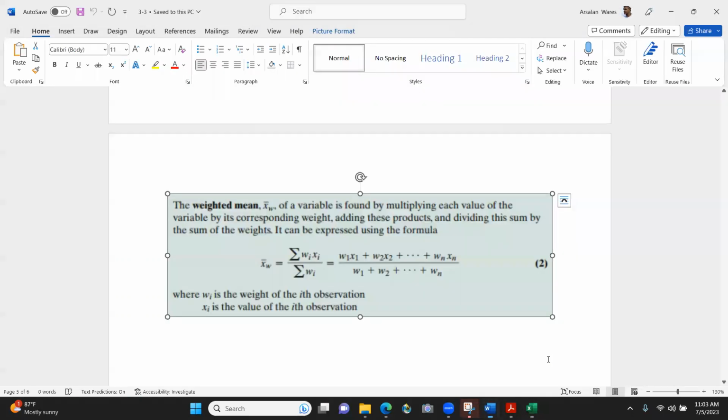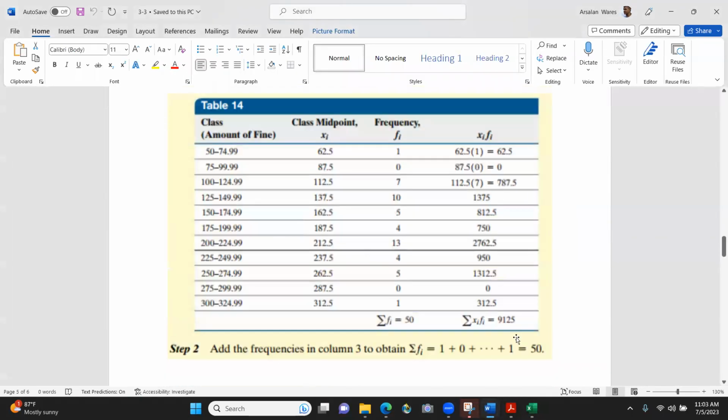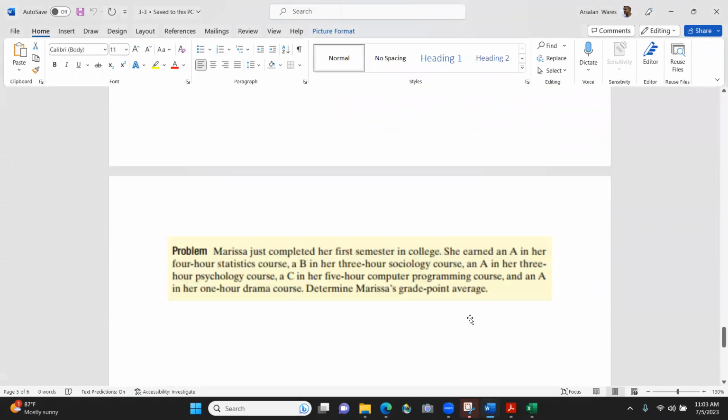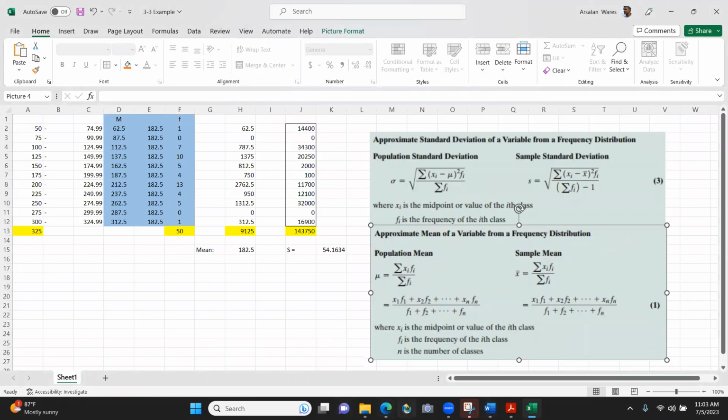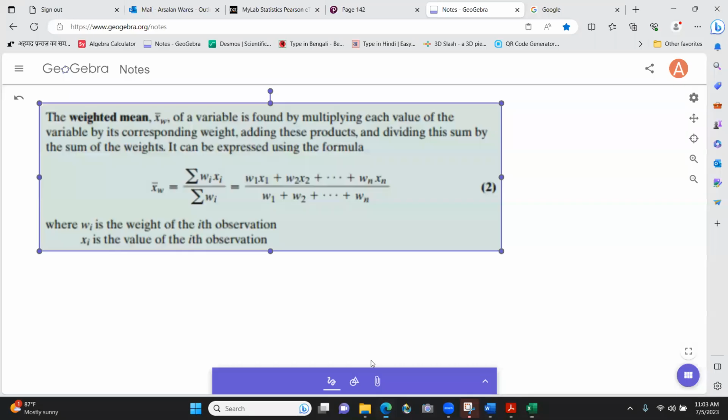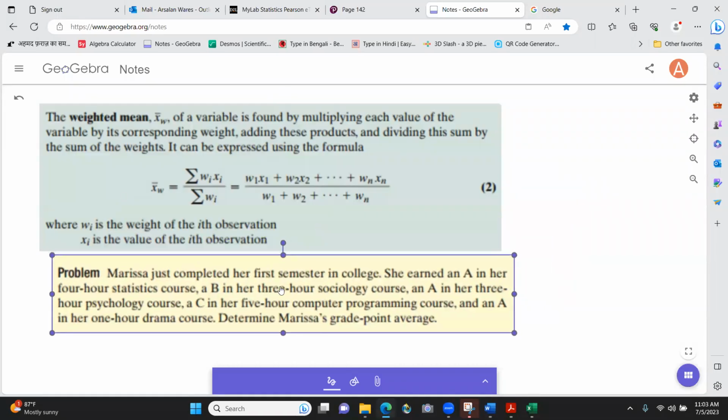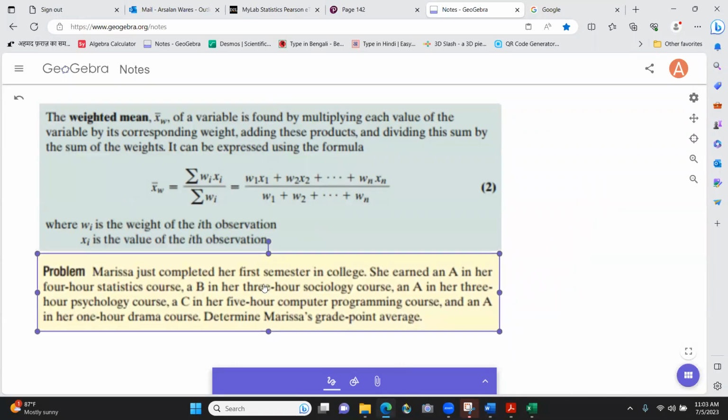Let me grab the problem. I'll go over the formula, okay? That's not the issue. The problem is this. Let's work on the problem. All right. So I'll show you the problem, then I'll explain the formula.